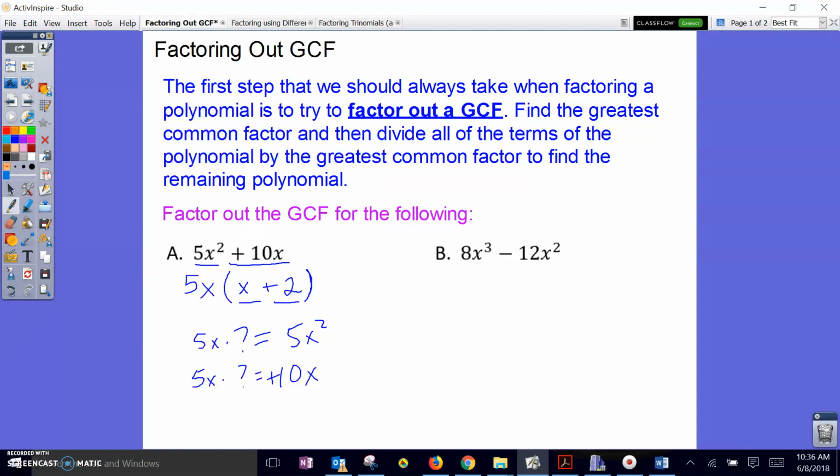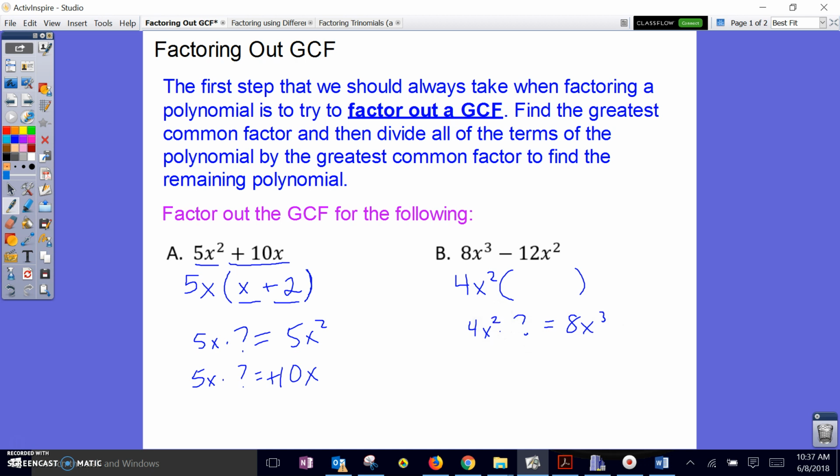We'll take the same approach in part B here. We find the GCF of these two terms. The biggest number that goes into both 8 and minus 12 is 4. And the largest power of x that goes into both x to the third and x squared is x squared. And then we need to figure out what's left behind when we factor a 4x squared out of both of those terms.